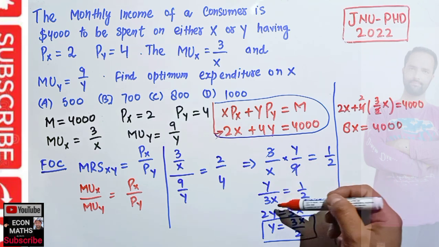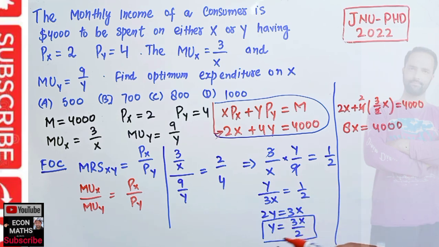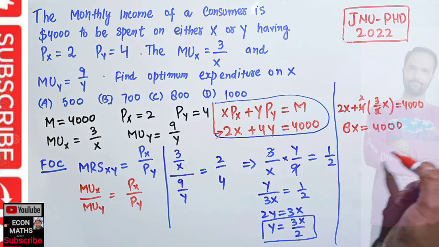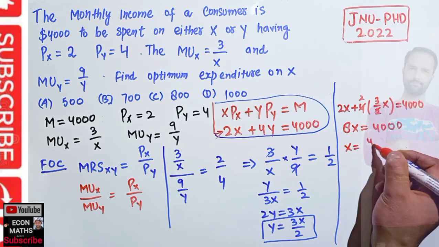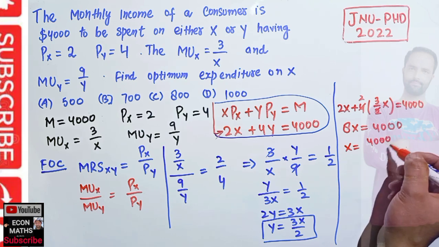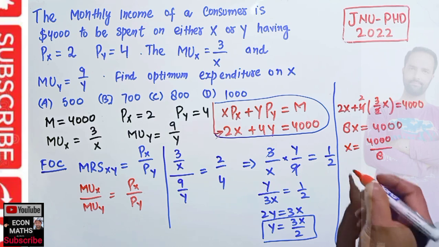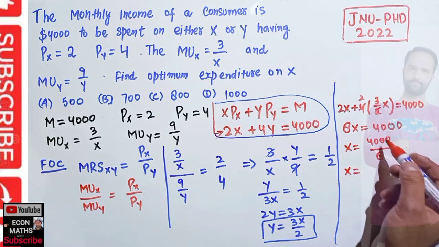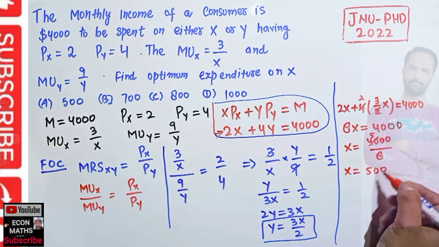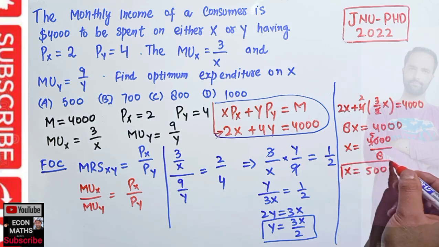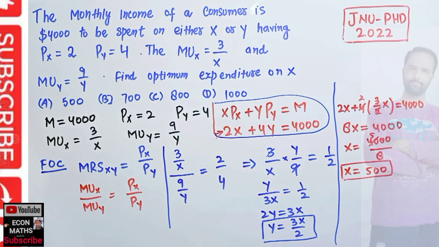We have 2Y is equal to 3X, so Y is equal to 3X upon 2, so that's clear here. So 8X is equal to 4,000, which gives us X will be equal to 4,000 divided by 8. So 8 fives are 40, so we got X is equal to 500. That optimum units of good X will be 500.